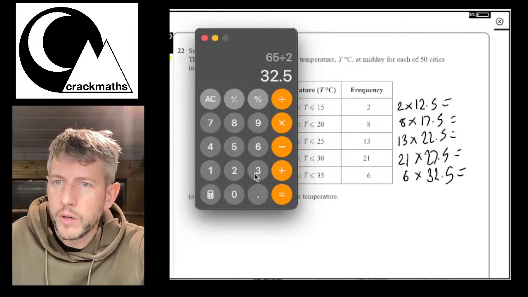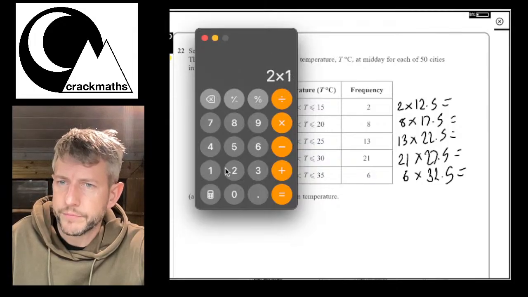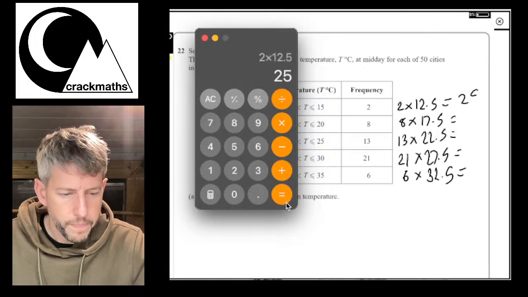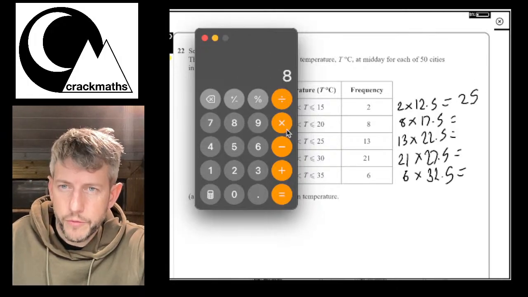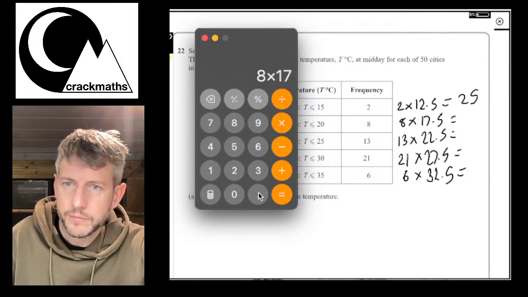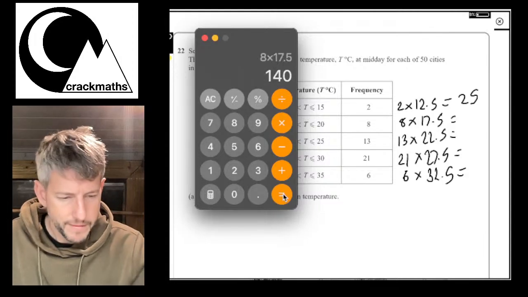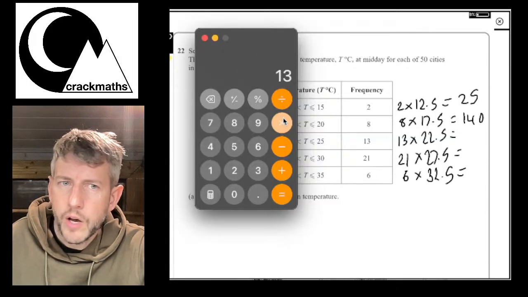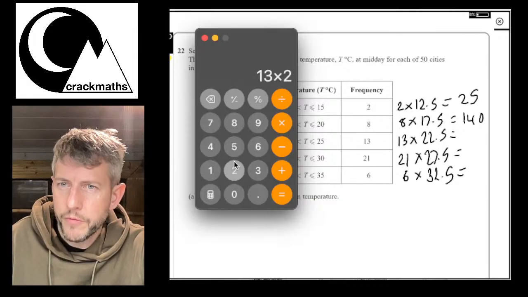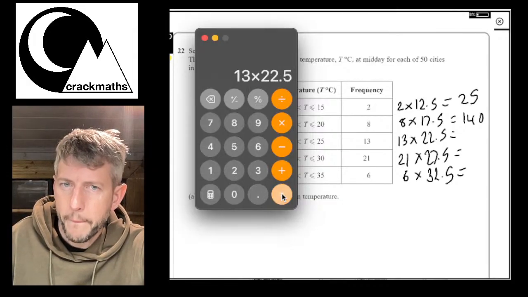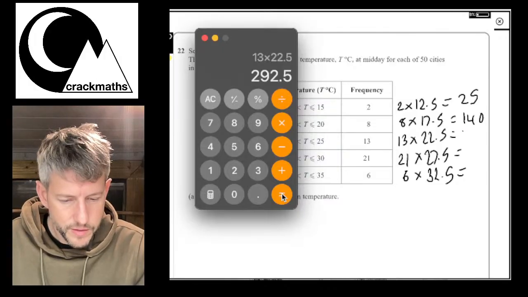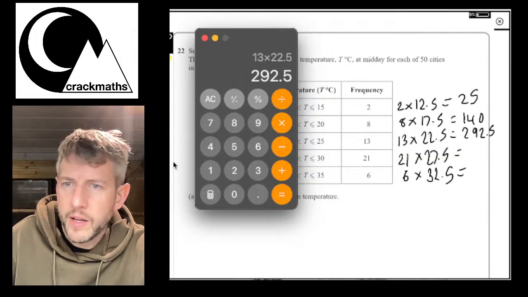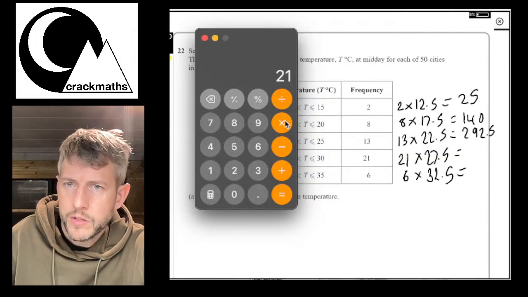So here we go, we've got 2 times 12.5, that's 25. We've got 8 times 17.5, that's 140. We've got 13 times 22.5, which is 292.5. And then we've got 21 times 27.5.